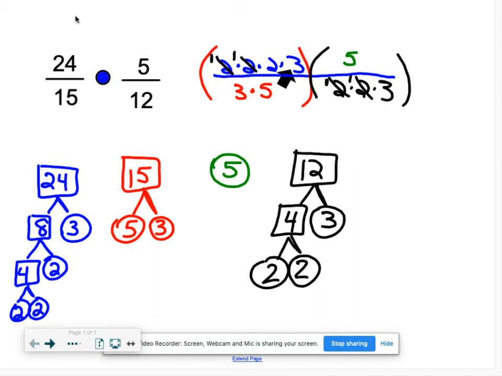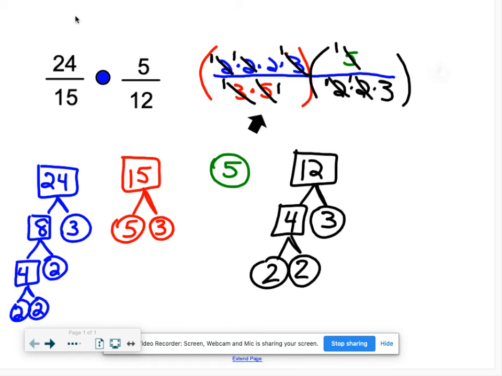So I move on to my 3's. I have a 3 here and a 3 here. So let's cancel those 3's. And again, they become 1. It looks like I've run out of 3's in my numerator, and all I have left is my 5. This 5 will cancel with this 5, 1 in the numerator and 1 in the denominator. So let's cancel those and make them 1's.